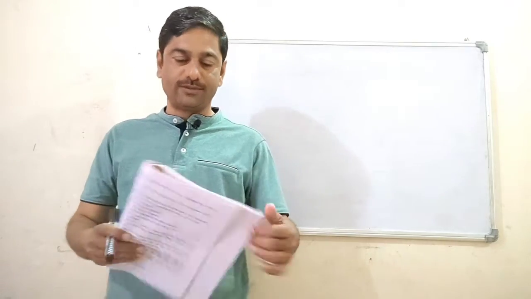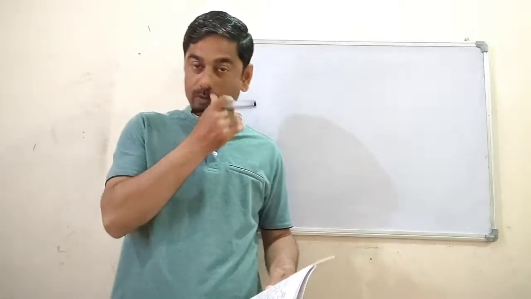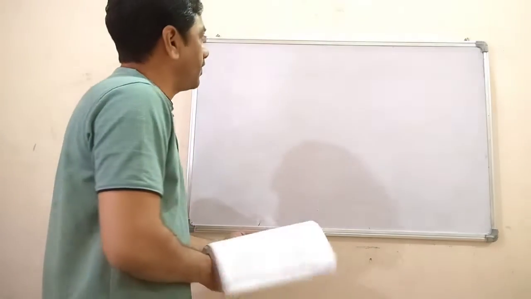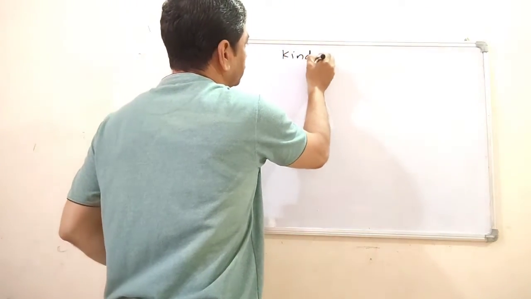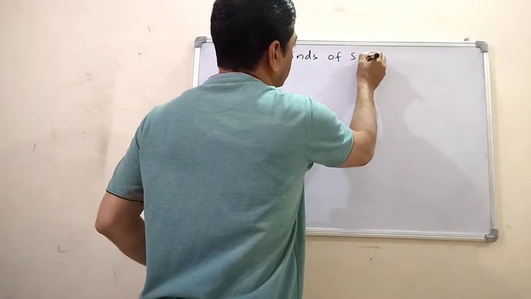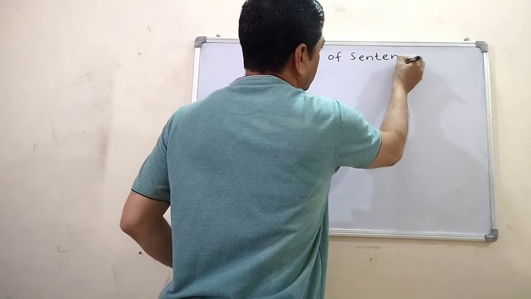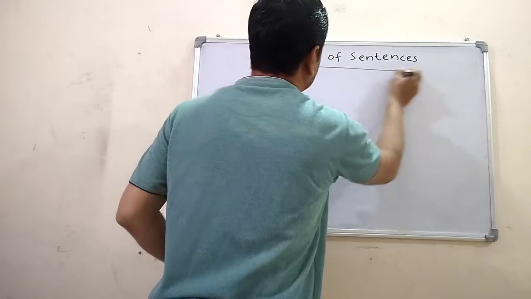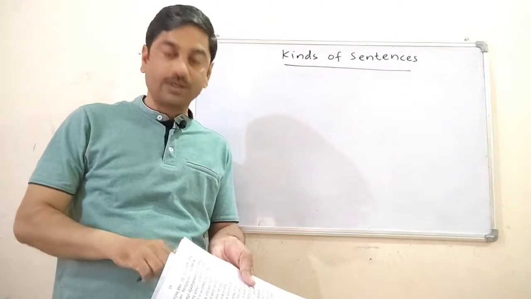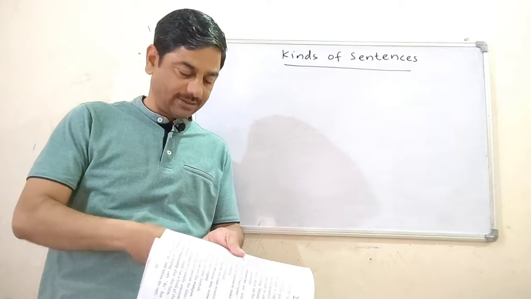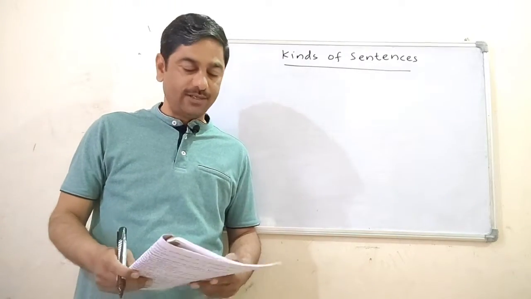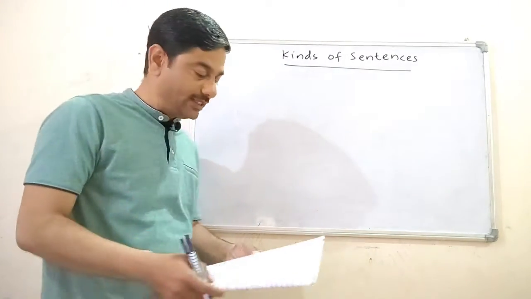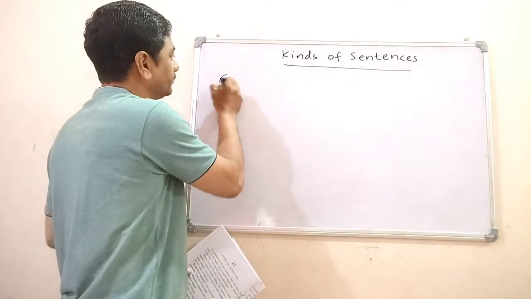Today we are going to speak about kinds of sentences. There are four kinds of sentences. We will study these four kinds of sentences in detail. The first one is declarative sentences.